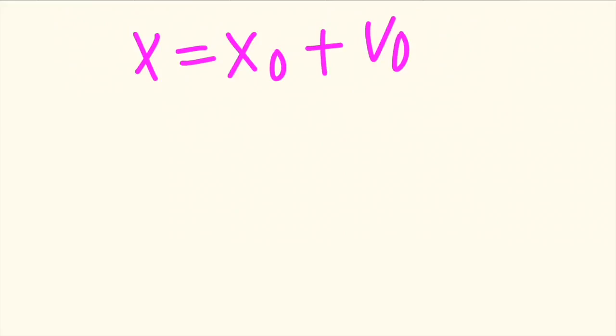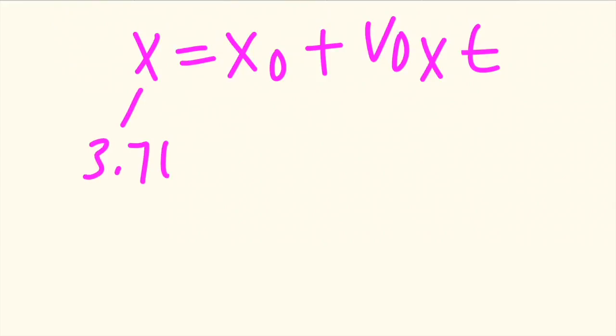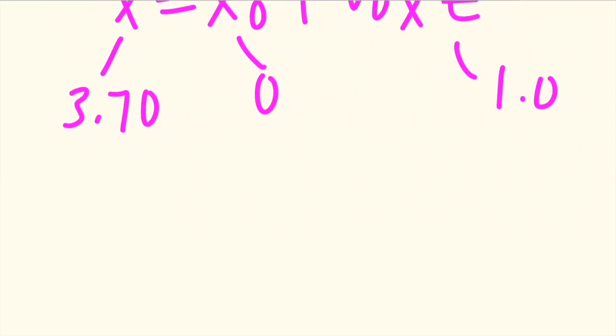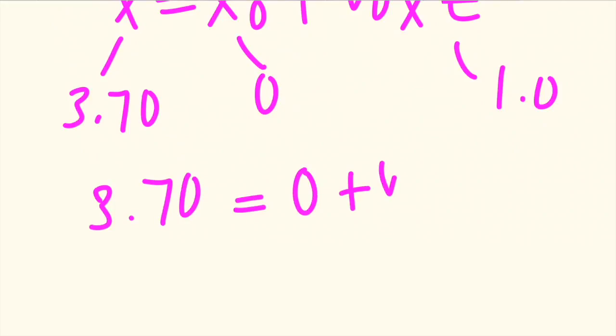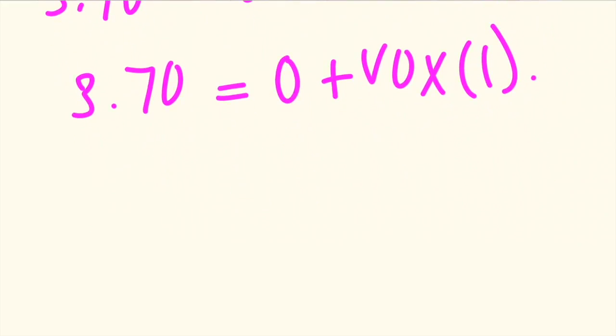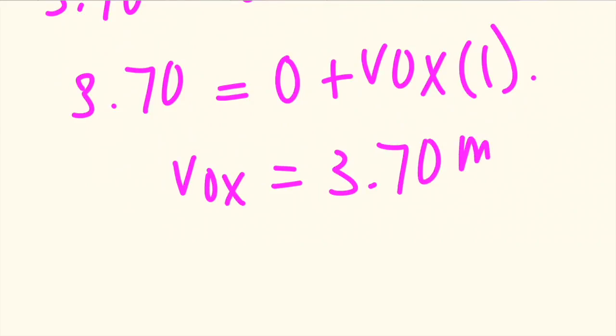Since we know how much the ball traveled in the x component, we could calculate the initial velocity in the x component with the equation x equals x naught plus v naught x times t. Our x would be 3.7, our x naught would be 0, and our time would be 1. So the final one would be 3.70 equals 0 plus v naught x times 1 to get our initial velocity to be 3.7 meters per second.